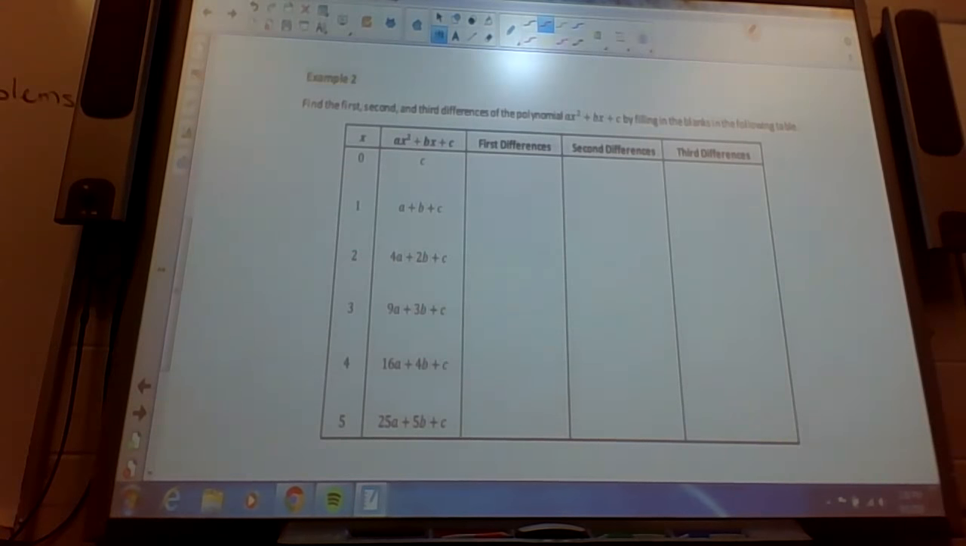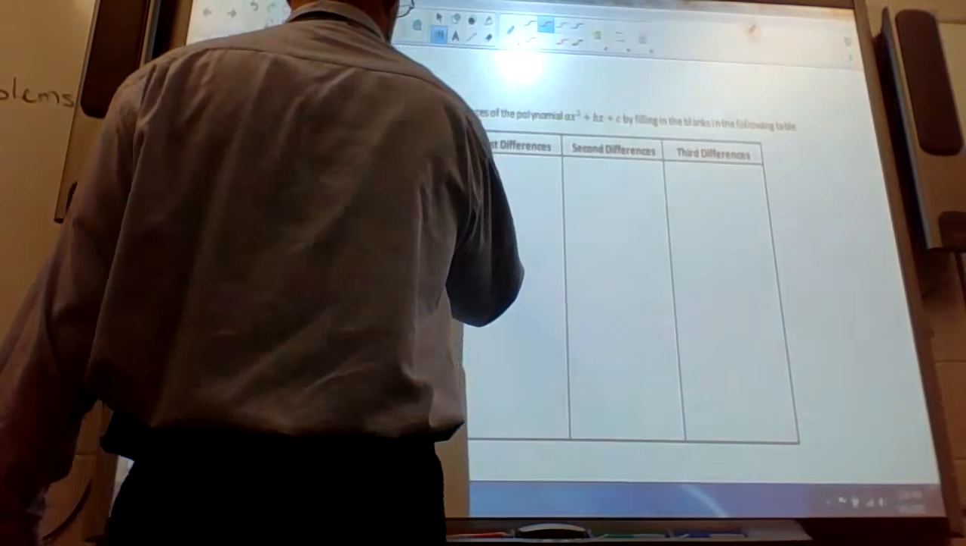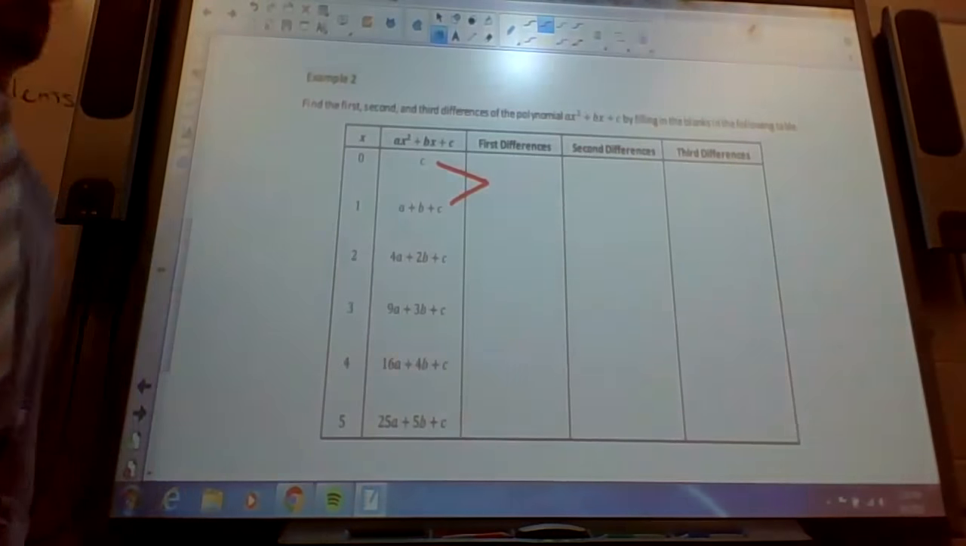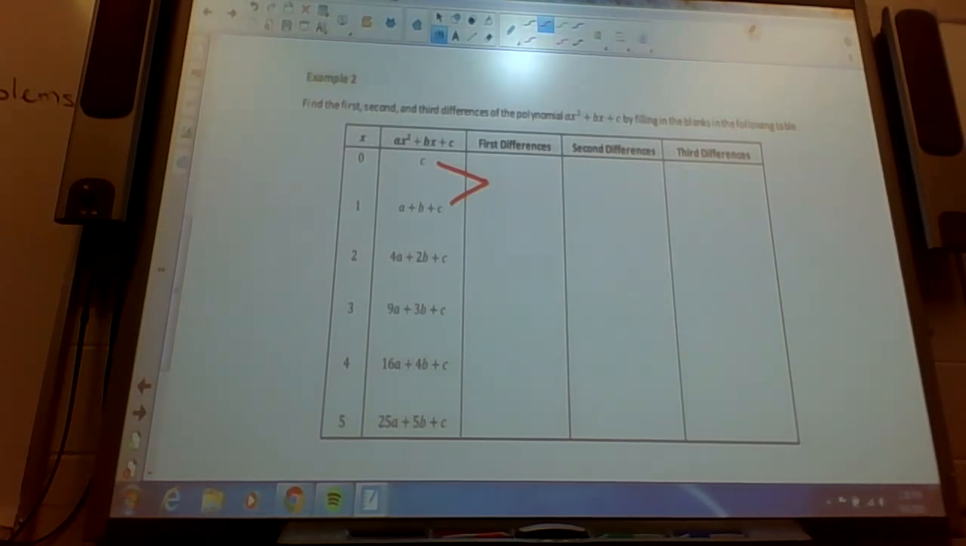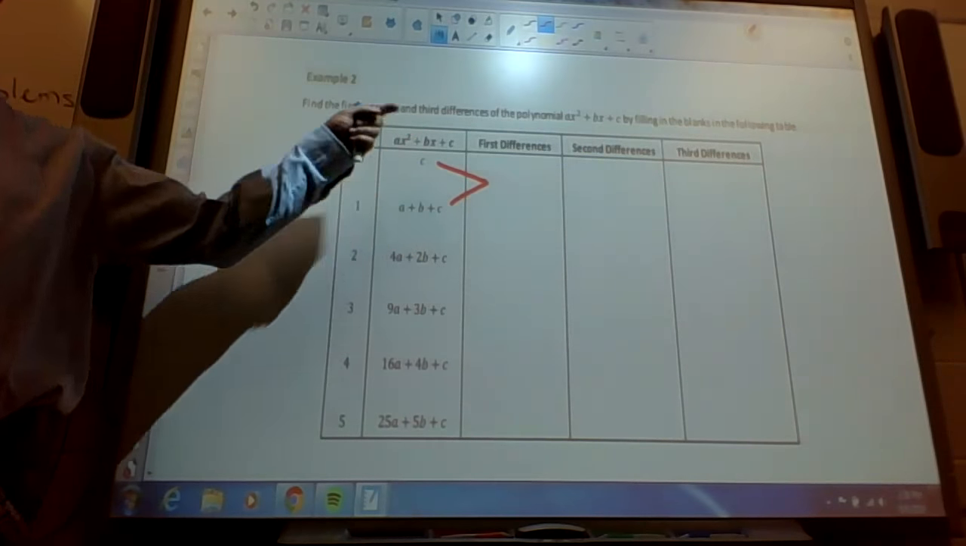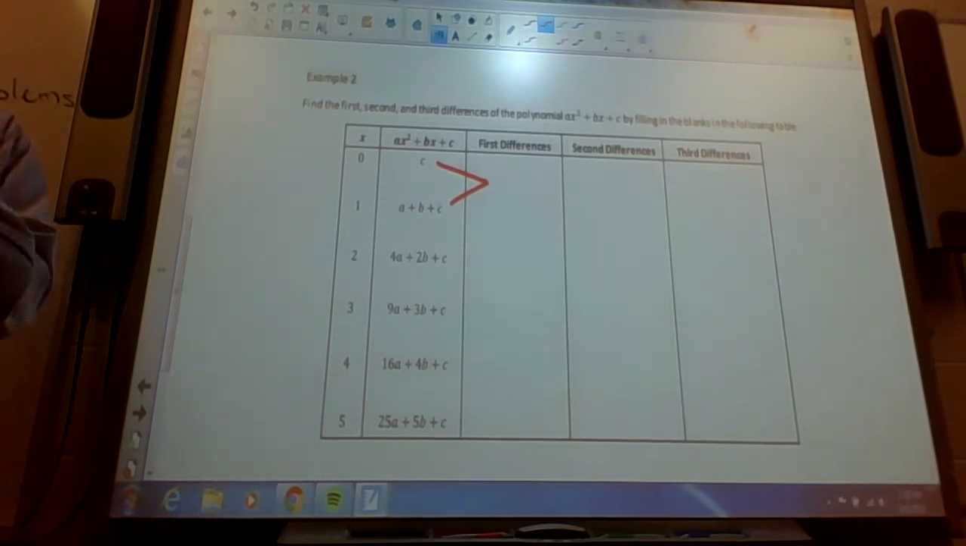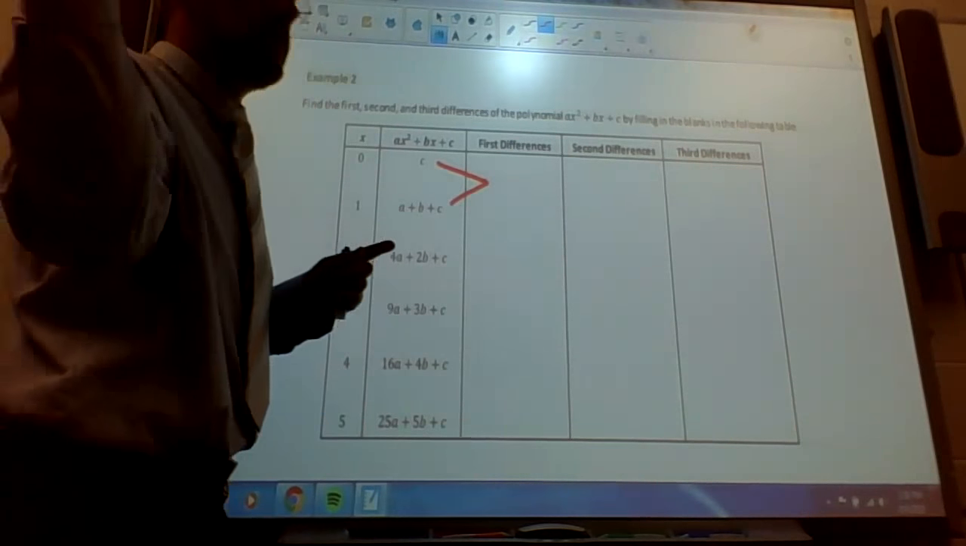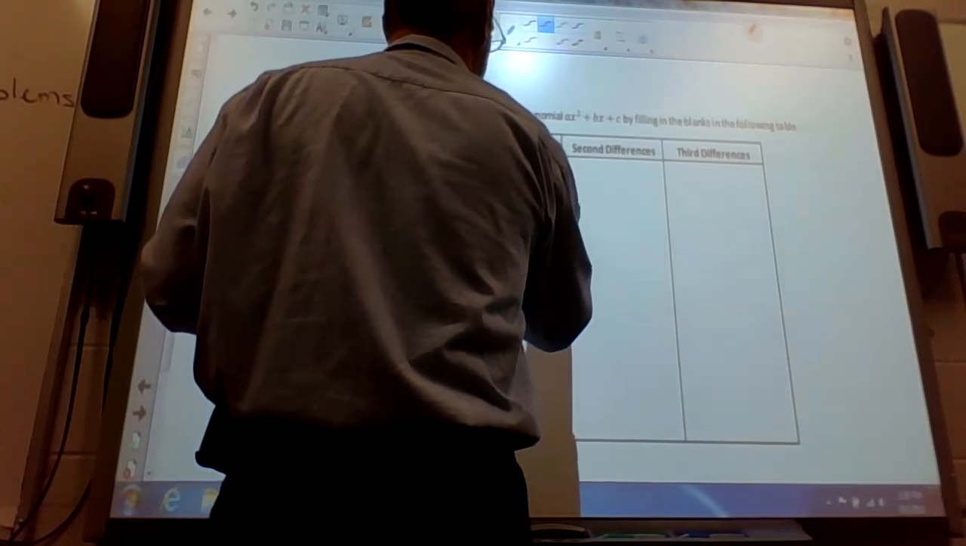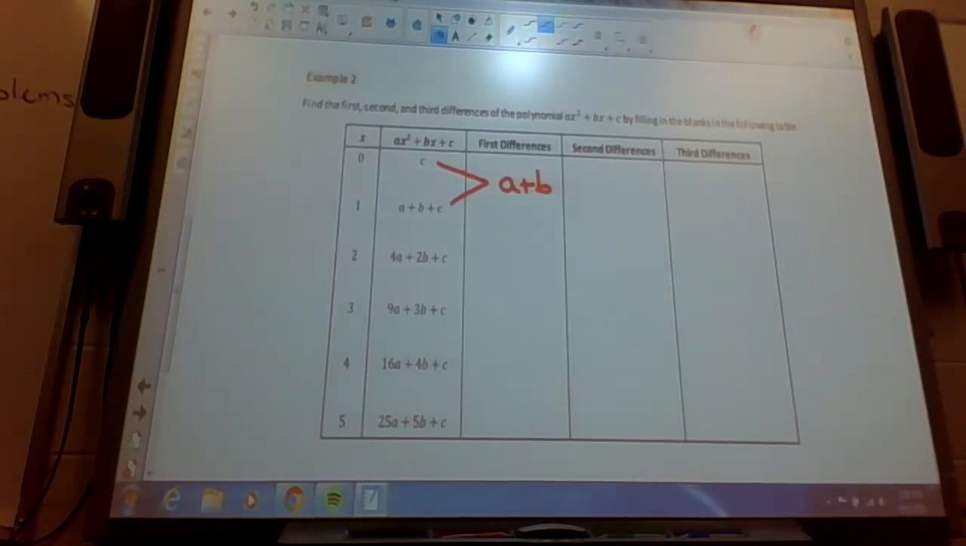subtraction. So first difference. What's the first difference? Sydney, what is the first difference for those two equations? I got a plus b plus c, and then I take away c. A, not ab, that's a plus b, right? AB means a times b, vastly different than just a plus b. So good, good. A plus b. Do we see what's expected of us?